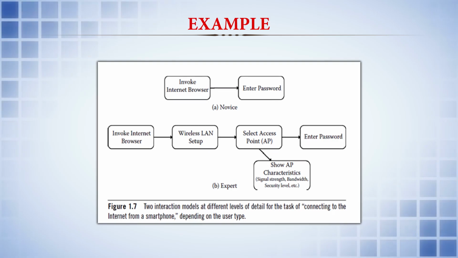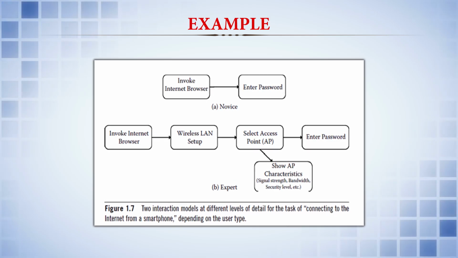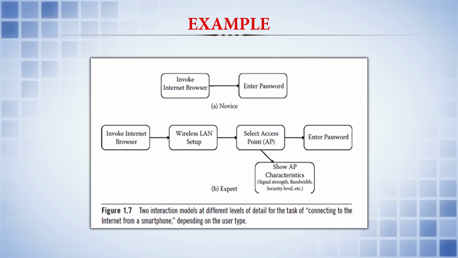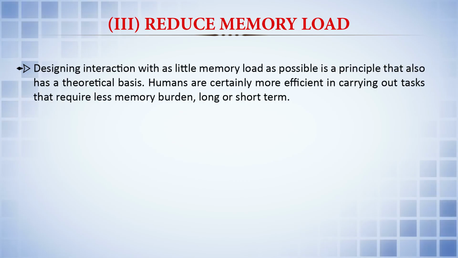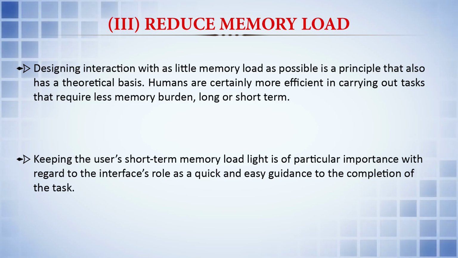So, here we have seen two kinds of aspects. This is how the design should look for the casual user as well as for the expert user. Next is reducing the memory load. Designing interaction with as little memory load as possible is a strong principle that also has a theoretical basis. Humans are certainly more efficient in carrying out tasks that require less memory burden, long and short term. Keeping the user's short term memory load light is of particular importance with regard to the interface's role as a quick and easy guide to the completion of the task.